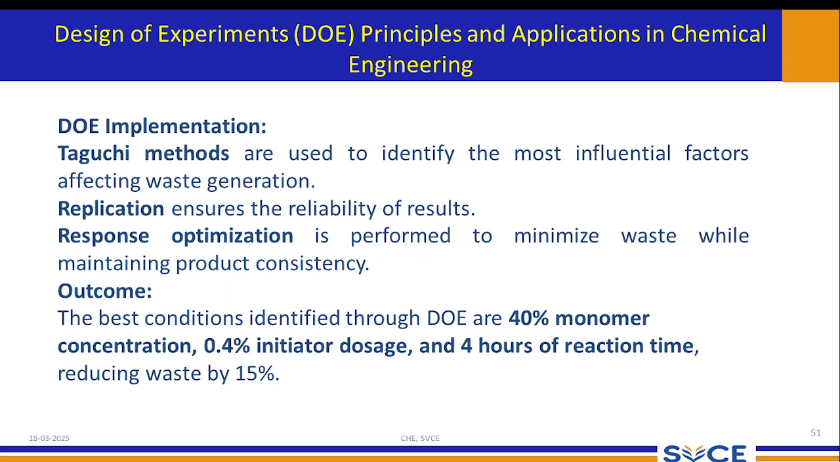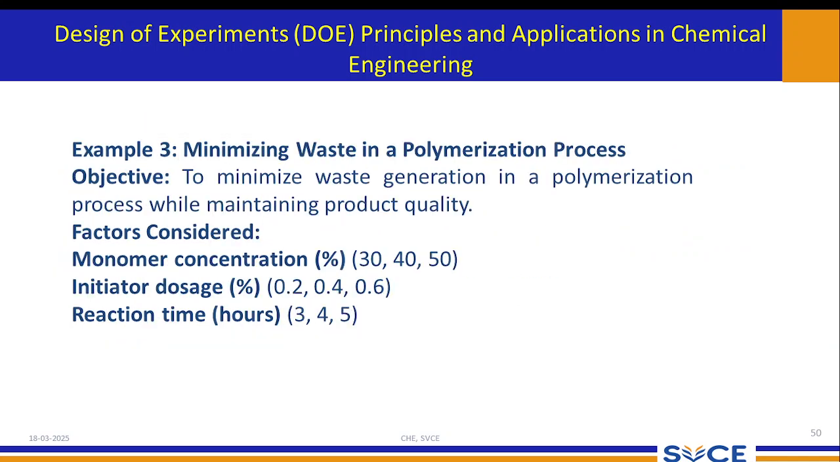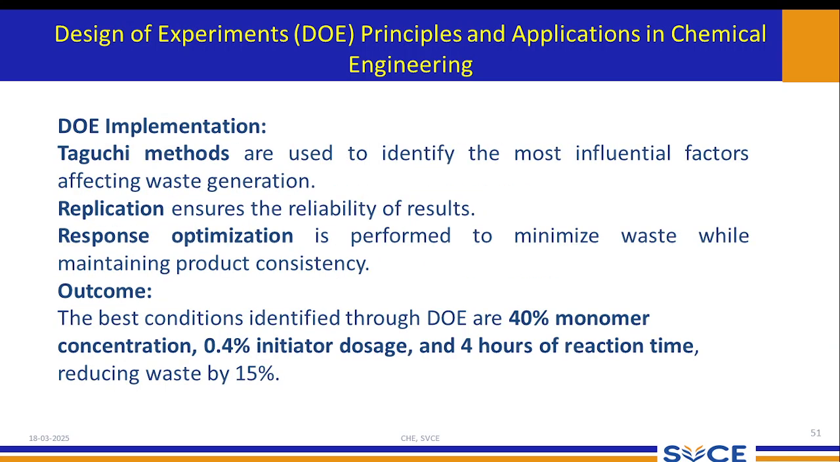Okay, so the Taguchi method is used to identify the most influential factors affecting the waste generation. Replication ensures the reliability of results. Response optimization is performed to minimize the waste while maintaining the product quality. So the best condition identified through the design of experiments for this monomer polymerization reaction is 40% monomer concentration, 0.4% initiator dosage, and 4 hours, which has been found to be the best optimum condition, reducing the waste by 15%.